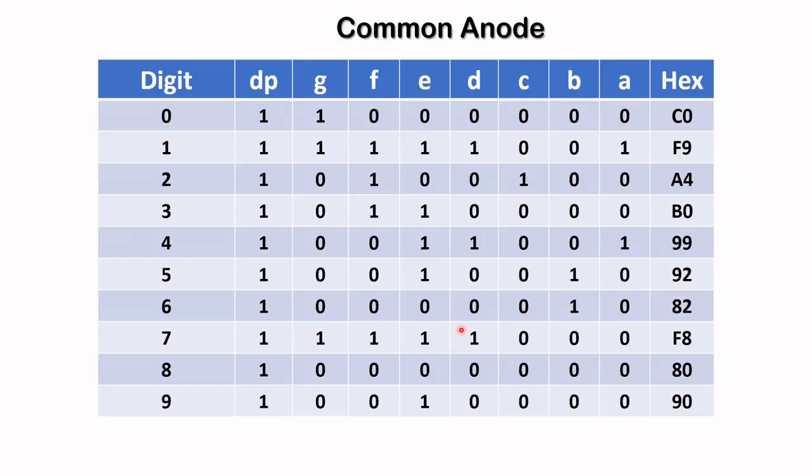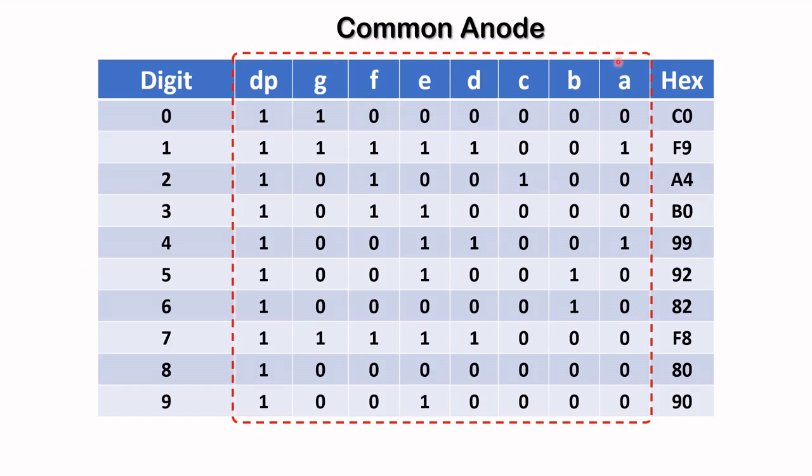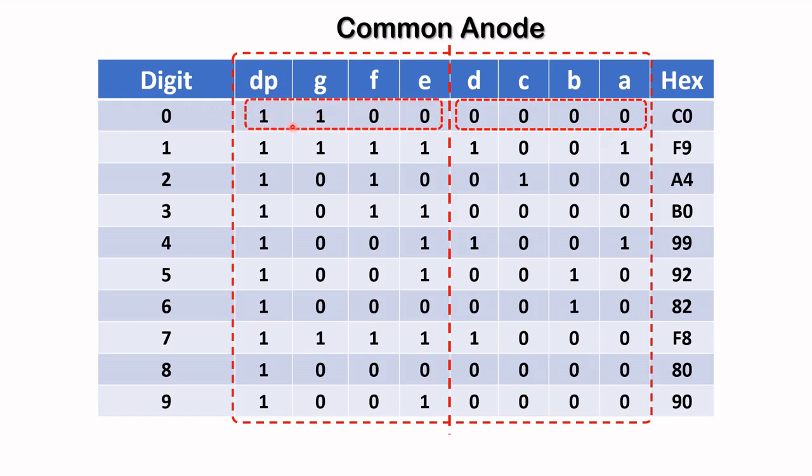Now I've drawn up a table, so for the common anode, let's focus on this part of the table. I split them into half, and these are the binary patterns that you need. For example, for digit 0, segments A, B, C, and D must be at logic 0, and segments E, F, G, and DP, the decimal point, are 0, 0, 1, 1. So F is 0, E is 0, G is 1, DP is 1.